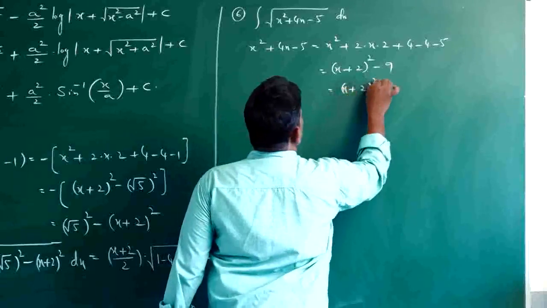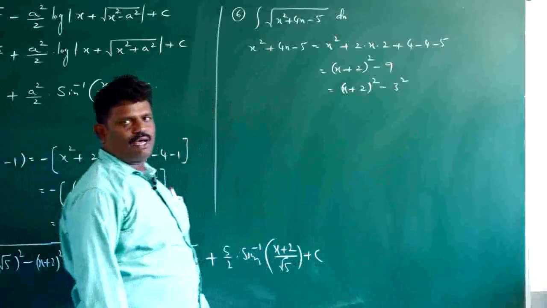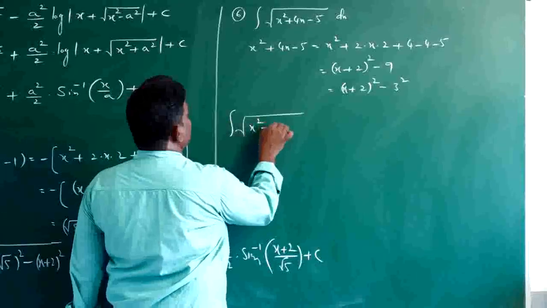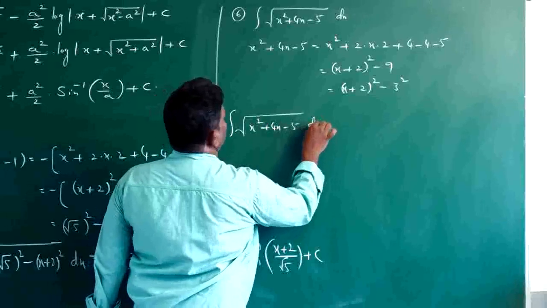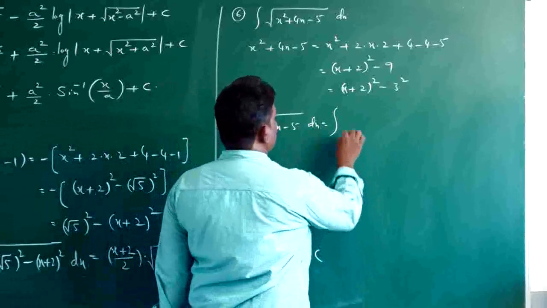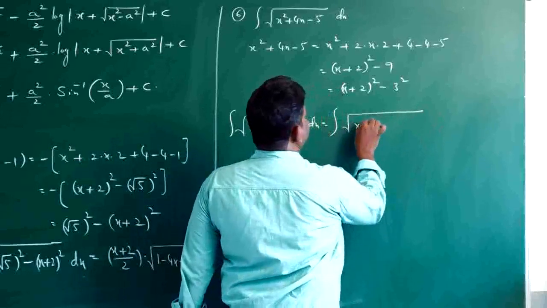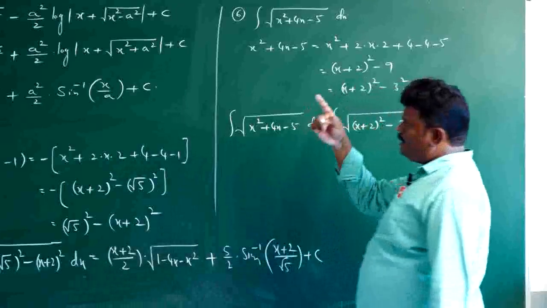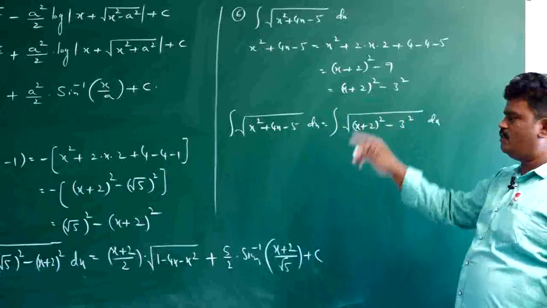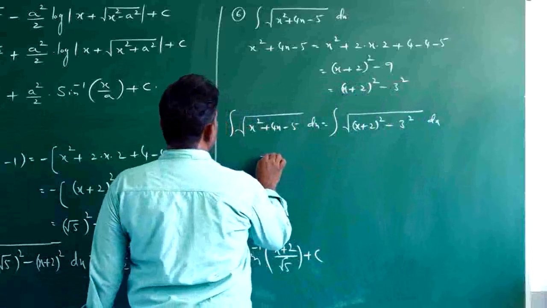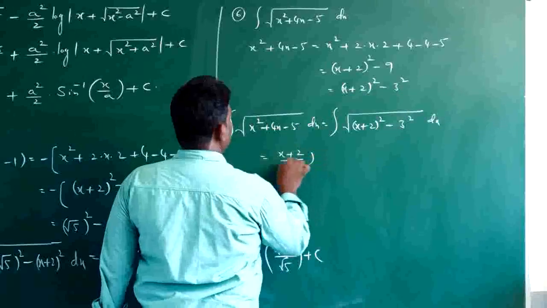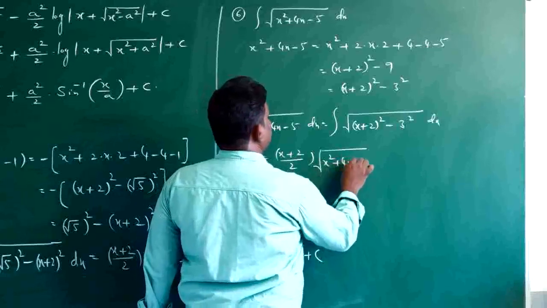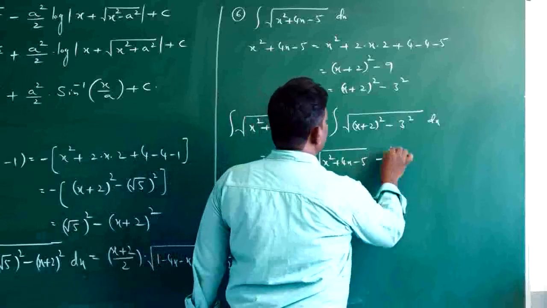x plus 2 whole square minus 3 square. Now if you substitute this in the integral of square root of x square plus 4x minus 5 dx, we get integral of square root of x plus 2 whole square minus 3 square dx. Which formula? The integral of x square minus a square, the first formula. So what we do here: x by 2, that is x plus 2 by 2, into square root of the given value x square plus 4x minus 5, minus a square by 2.